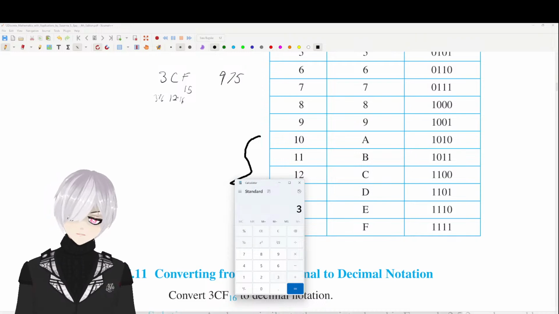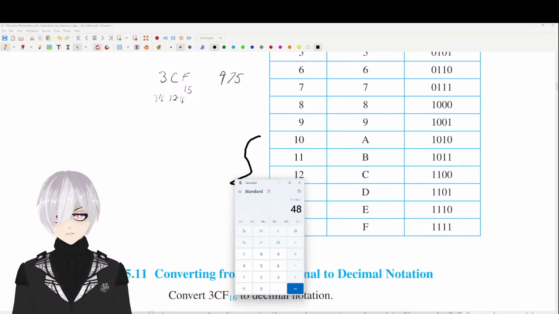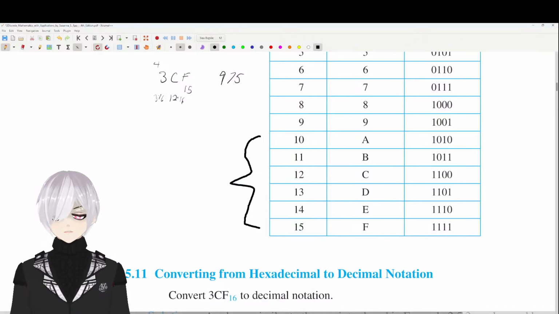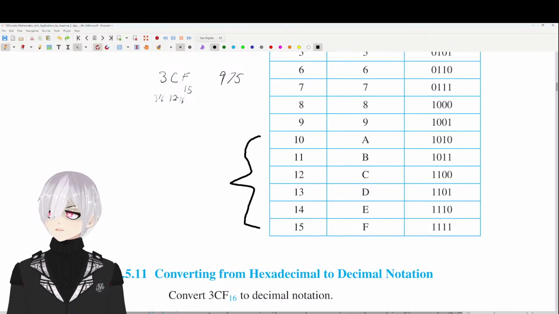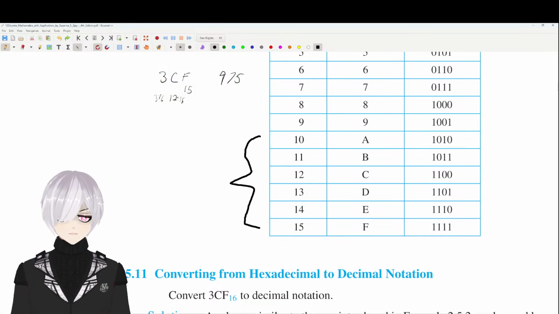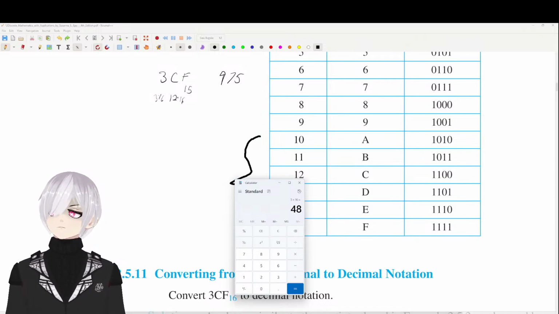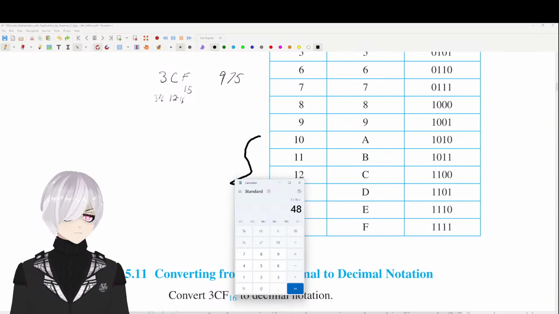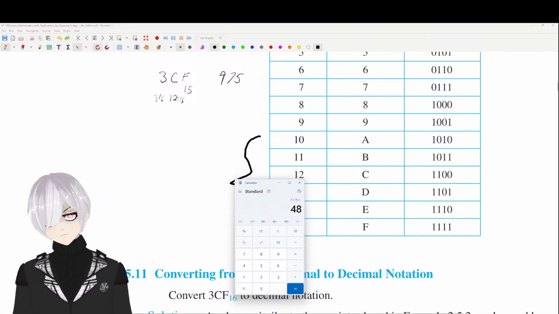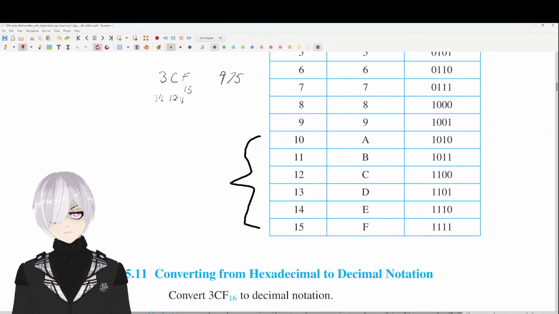Let's see here. Because you had 48 here. Wait, no, no. You're right. I gotta get used to this. So let's see here. Yeah, you'd have 3 times 16 times 16 plus 12 times 16 plus 15.